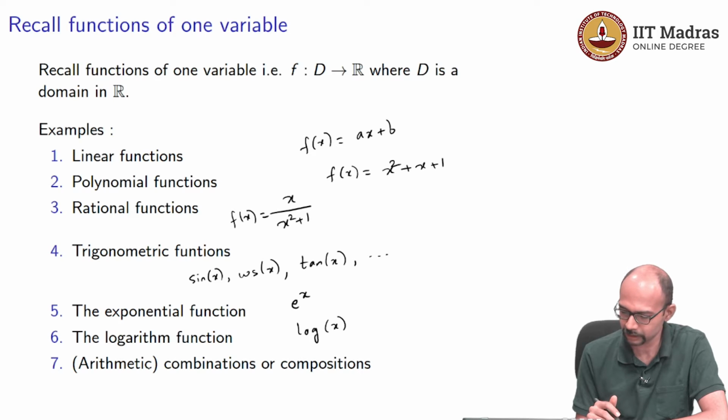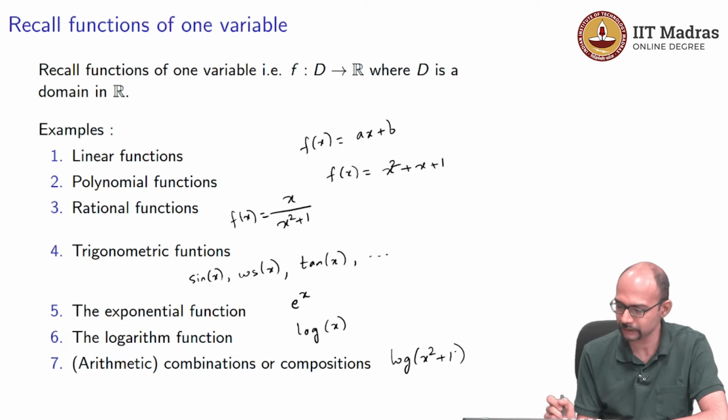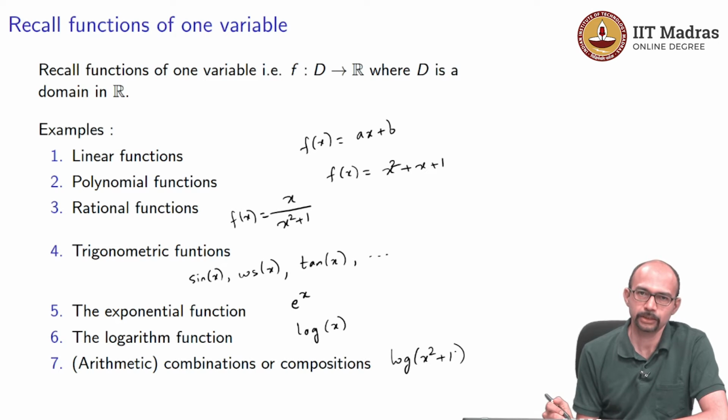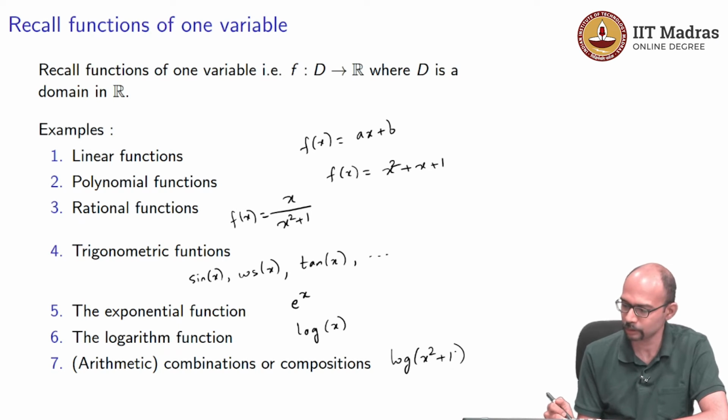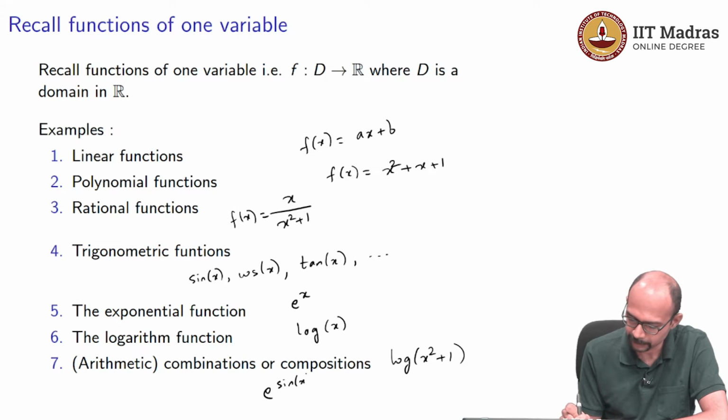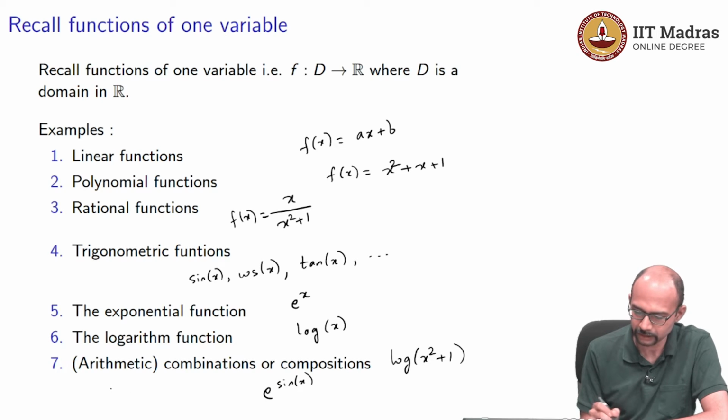arithmetic combinations or compositions. By this we mean things like log of x squared plus 1. This is a composition because you have x squared plus 1 and then the range of x squared plus 1 is 1 to infinity, which is inside the domain of the logarithm function. So, you do log of x squared plus 1, that makes sense, or you could do log of mod x and it is undefined at 0, or other examples are e to the power sine of x, let us say. That is a composition, or arithmetic combinations means something like e to the power x plus e to the power minus x, right.